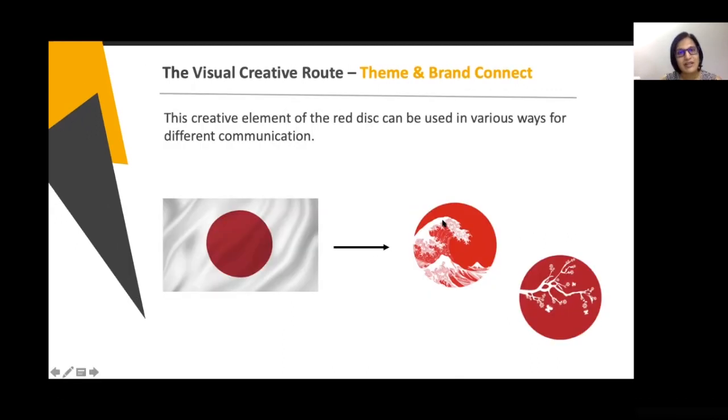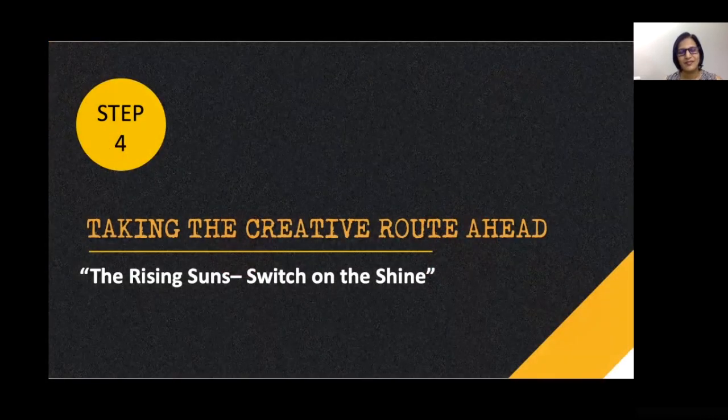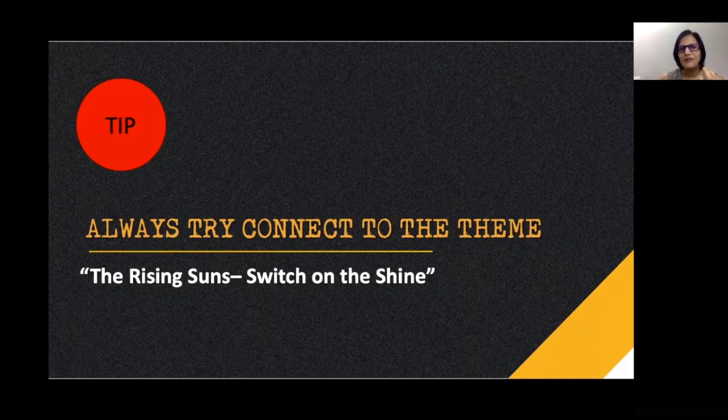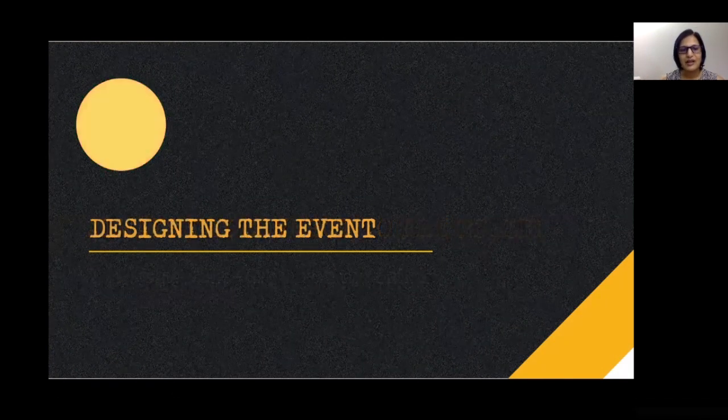And then we saw how the crimson disk was used to create different elements. For example, the invitations, the collaterals, the branding, everything was done using the red crimson disk. This is how we took the creative route ahead. And you must remember that we must always connect everything back to the central theme, that is, the rising sun, switch on the shine. And now I will tell you how we designed the entire event.